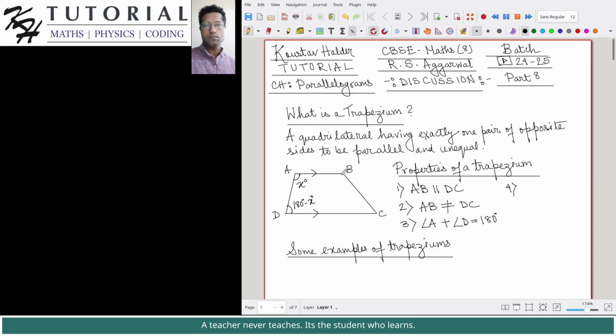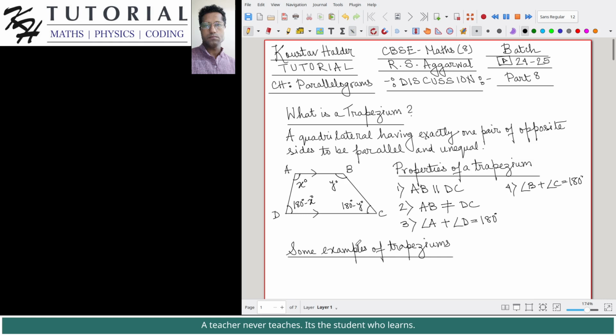Similarly, since angle B and angle C are co-interior angles, meaning they are angles on the same side of the transversal BC, where BC is cutting the parallel sides AB and DC, their sum will be 180 degrees. So we will have angle B plus angle C equal to 180 degrees. If B is some angle y degrees, then angle C has to be 180 degrees minus y degrees.